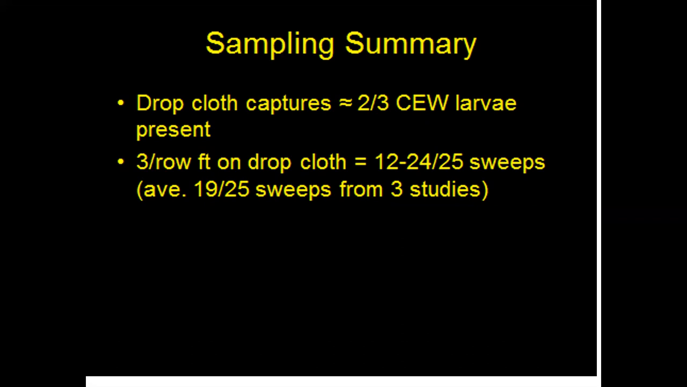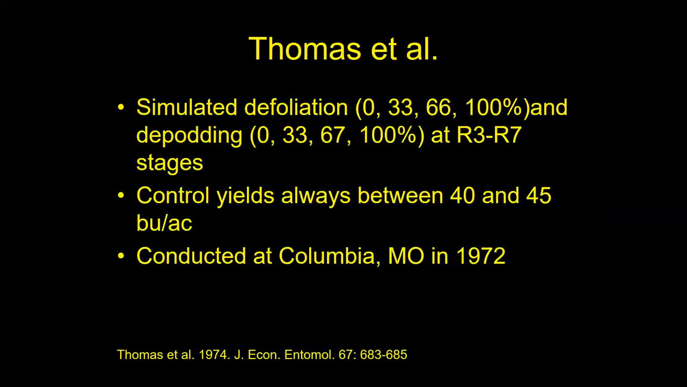It's going to be a conversion factor. If you've got 3 per row foot on a drop cloth, you can expect a sweep net sample to pick up 19 per 25 sweeps.